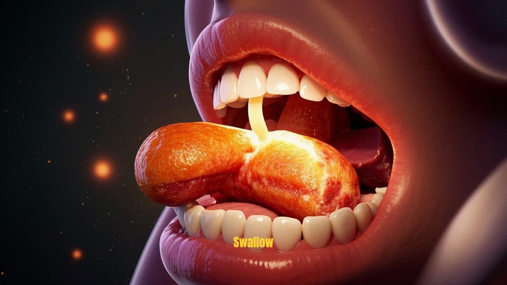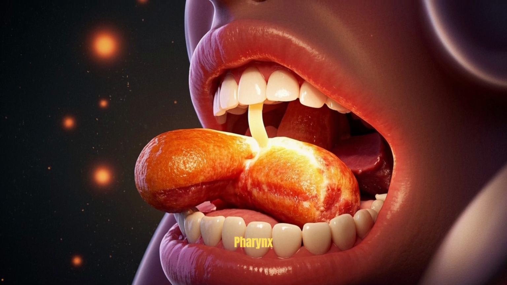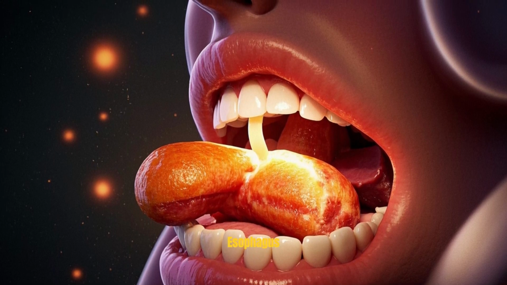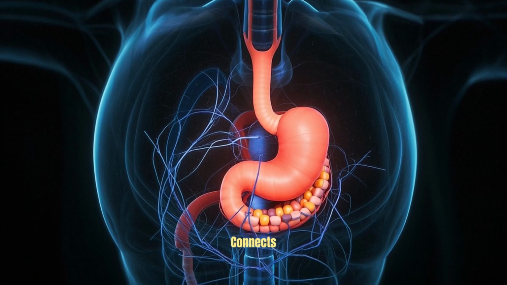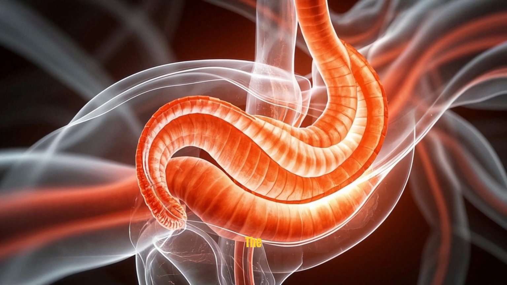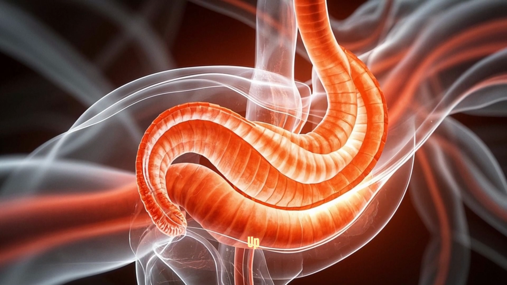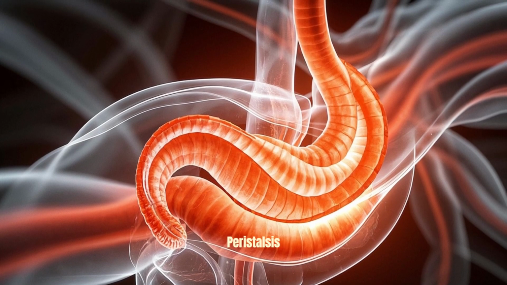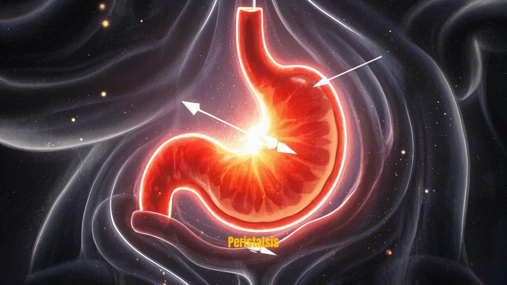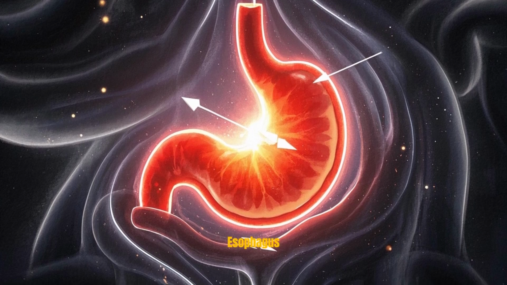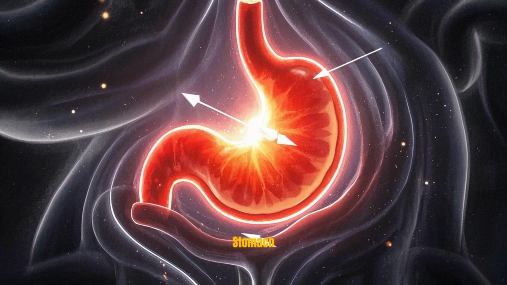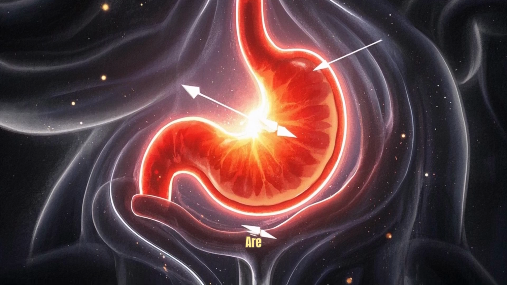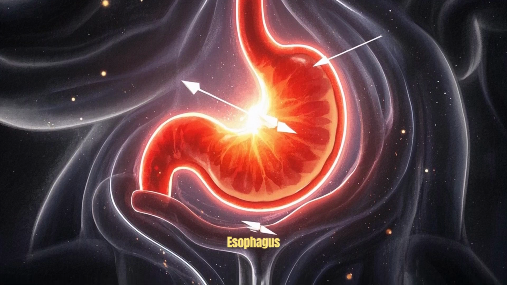After you swallow, your food travels down your pharynx, also known as your throat, and into your esophagus. The esophagus is a tube that connects your mouth to your stomach. The walls of your esophagus are made up of muscles that contract in a wave-like motion called peristalsis. Peristalsis pushes the food down your esophagus and into your stomach. So the organs involved in the second stage of digestion are your pharynx and esophagus.